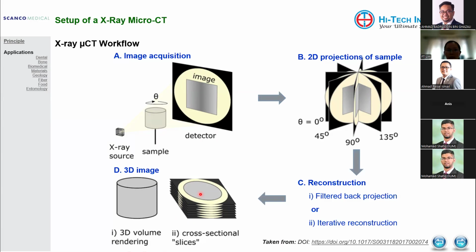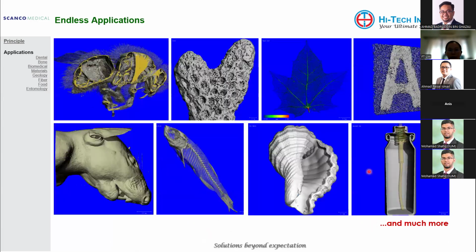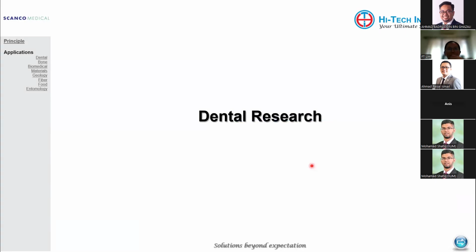Here is just a summary, a preview of what kinds of applications you can do with MicroCT. You can do insects, coral, leaves, even paper. This is the printing of an A here. You can do animals and so on. The first application that I would like to go into detail on, for sure, and I'm going to start with, is dental research.